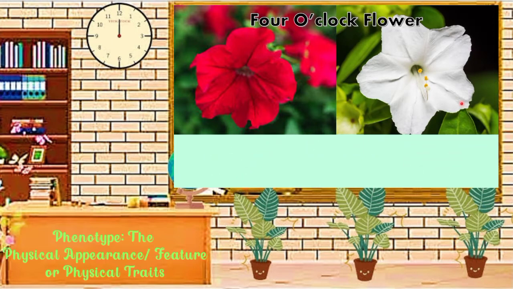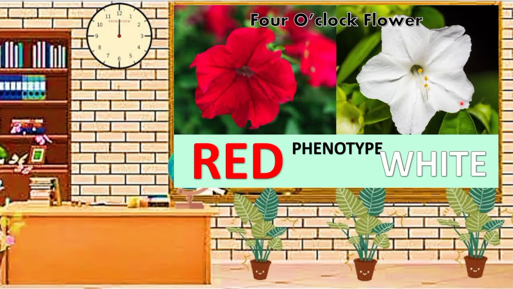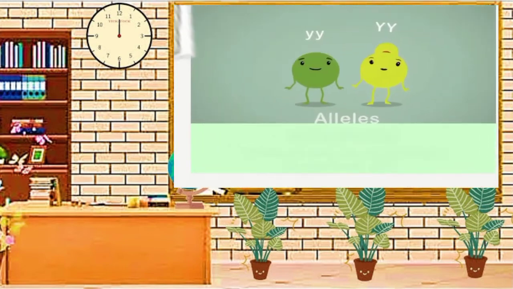Now let's move on to phenotype. What is the phenotype of our first flower? Correct, it is red. How about the other one? The phenotype is color white. These are the physical features or physical appearance or physical traits of an organism. So that is the difference between genotype and phenotype. Always remember, I hope it's clear.